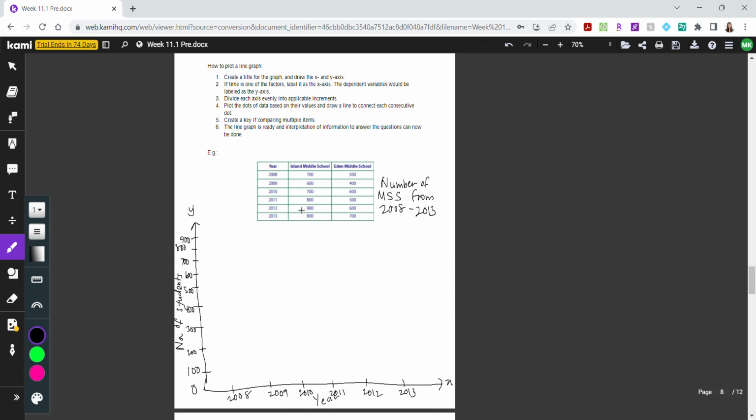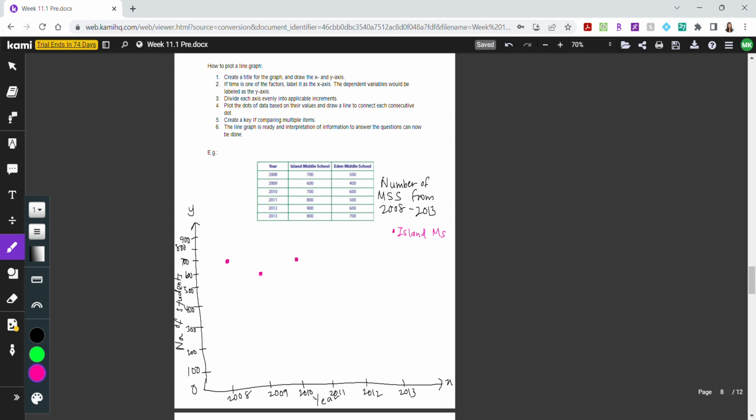Alrighty, so now I'm going to use two colors because, as you can see, we have two middle schools, so I'm going to use different colors to differentiate them. Normally you also have a legend, which tells you what color is what. So for pink, it's going to be Island Middle School. So let's plot. At 2008, I have 700 students, so we'll be about here. And then for 2009, I have 600, so it should be about here.